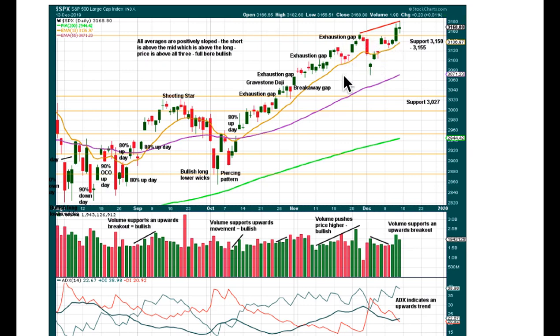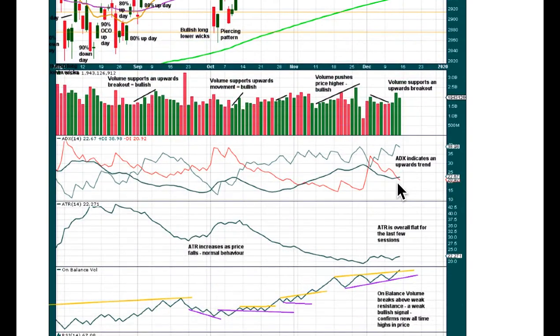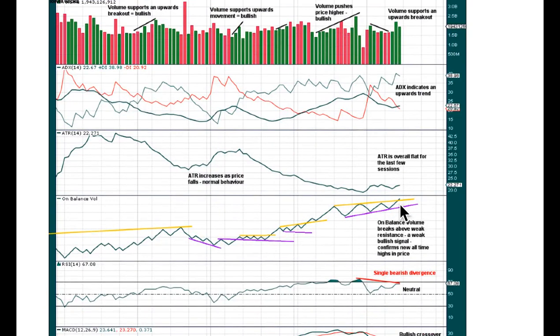There will be pullbacks and consolidations along the way, but at this stage there is absolutely zero evidence of an end to the bull market. We should expect pullbacks and consolidations along the way, and in a bull market they should be used as opportunities. Let us now expect good support about the previous all-time high, about 3150 to 3155. ADX tells us there is an upward trend in a relatively early stage. On balance volume at daily and weekly chart levels is confirming all-time highs in price.